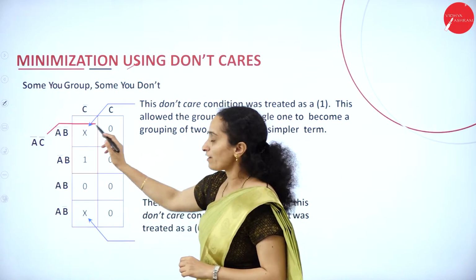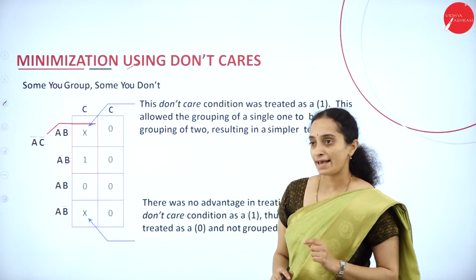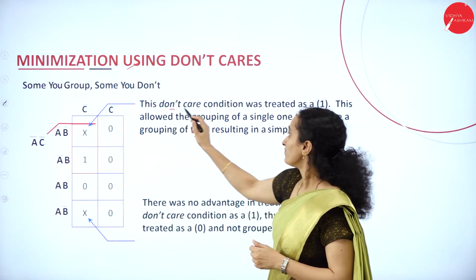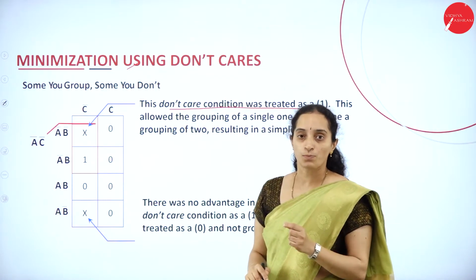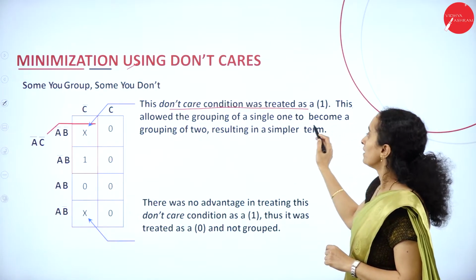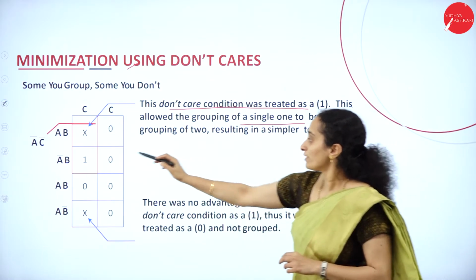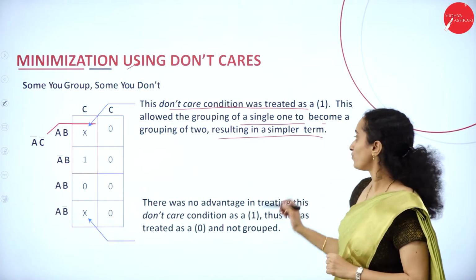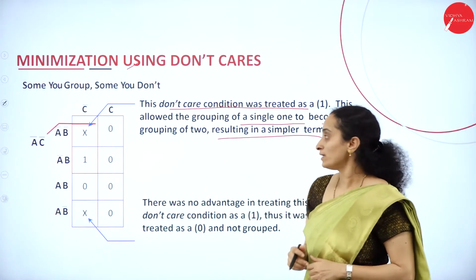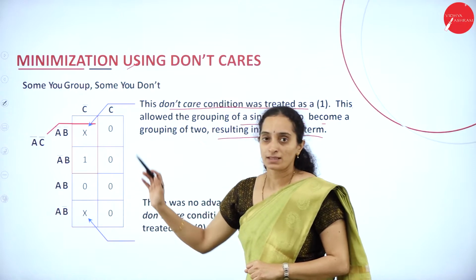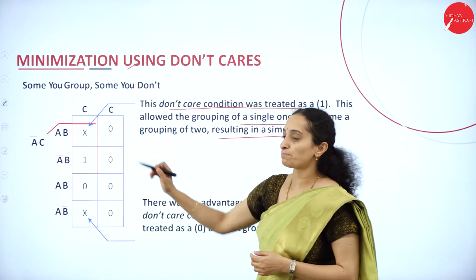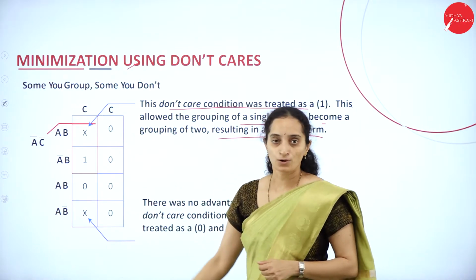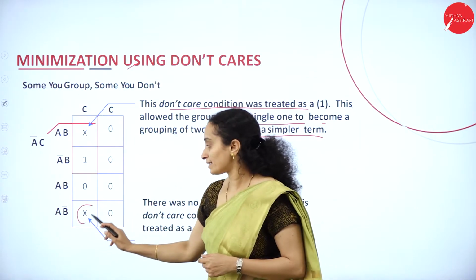So these 2 unfilled cells will be filled with x, where some x will be considered for grouping, because this don't care condition is treated as 1. It will be treated as 1, which allows the grouping of the single 1 with the x to become a group of 2, which gives more simplification. Whereas this x is of no use for simplification, because you cannot include that x in a group. So you will not consider this for the group.